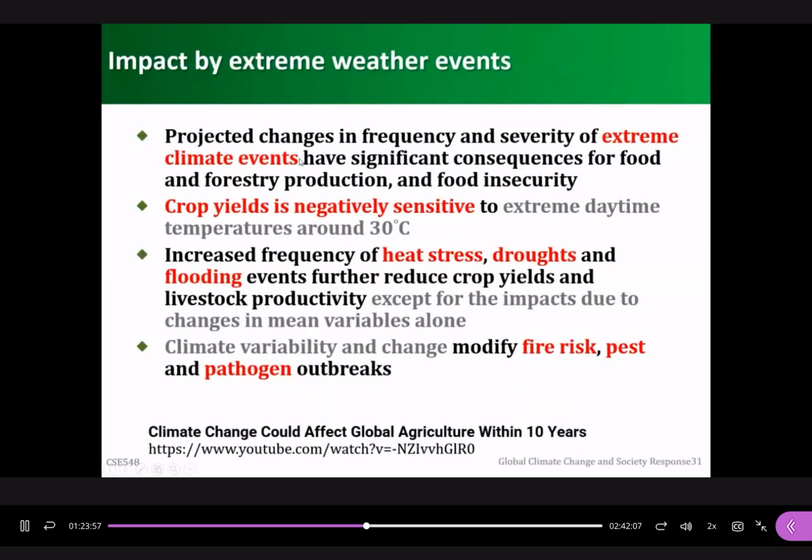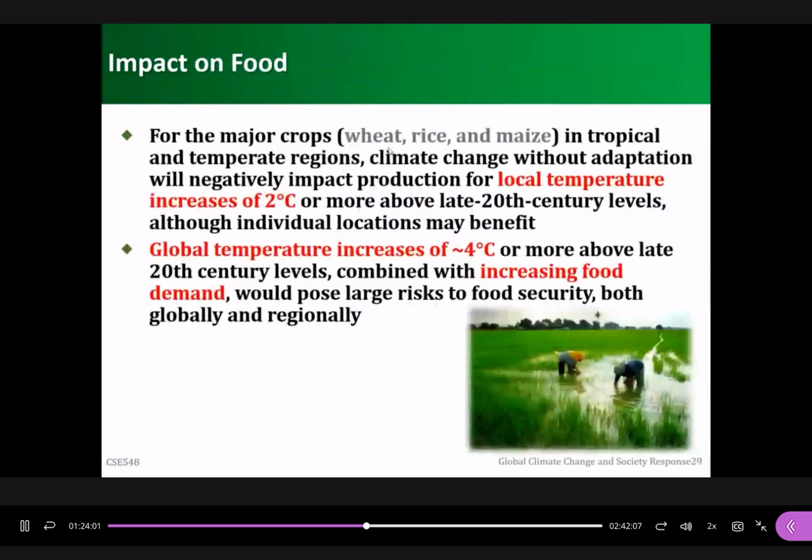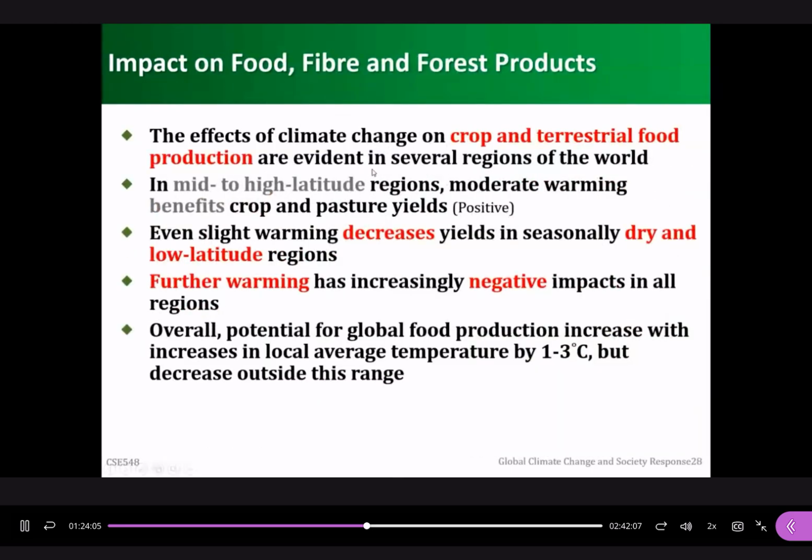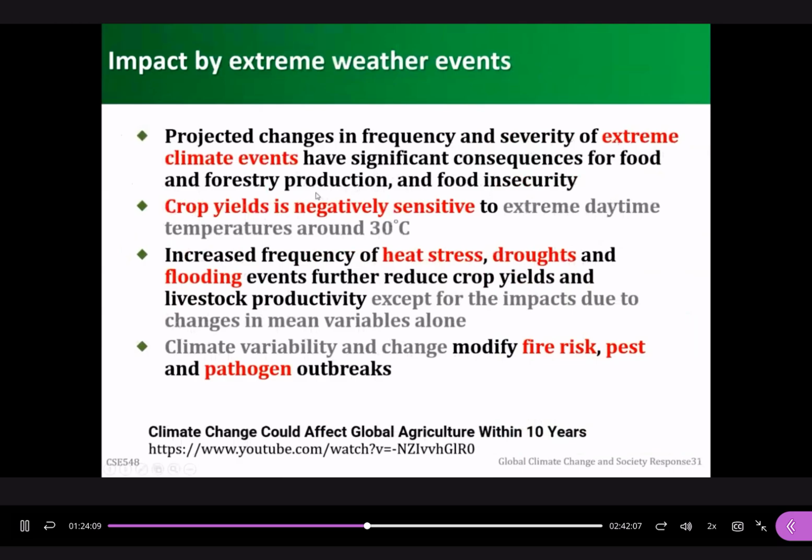So here it mentions the extreme weather events. In the previous two slides, it shows the effect from the average temperature increase. So here for the extreme weather events, you can see the extreme daytime temperature. If it's around 30, the crop yields will be greatly negatively sensitive. It means the yield will be reduced because of the daytime temperature increase. And extreme weather events will lead to heat stress, drought, and flood events. These extreme weather events will further reduce the crop yield for many regions.